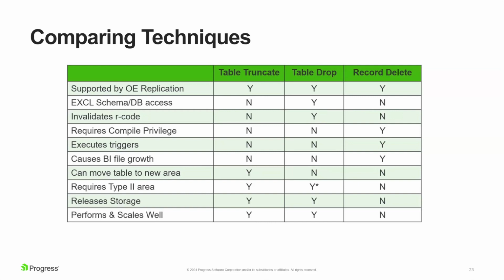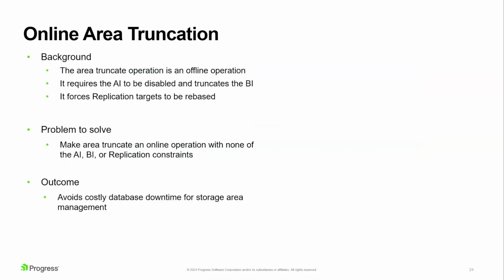Okay, next we're going to look at online area truncation. The background for area truncate is that it's been an offline operation. It's a hefty one. It requires the AI to be disabled and it truncates the BI. Because you're truncating that BI, it's forcing its replication targets to be rebased. So the problem we want to solve is basically make this existing area truncate operation an online operation with none of those constraints. And again, this contributes to you avoiding having to take the database down for storage area management.